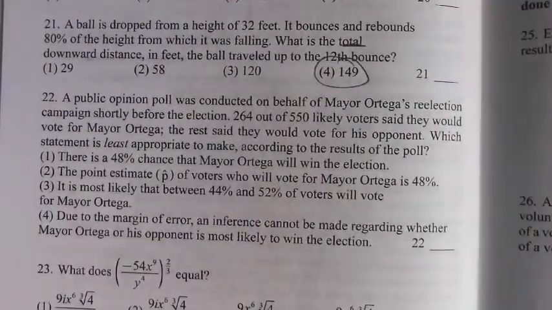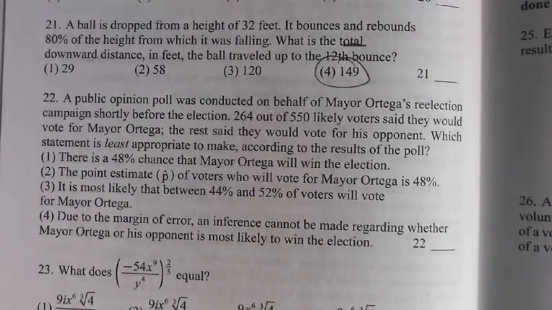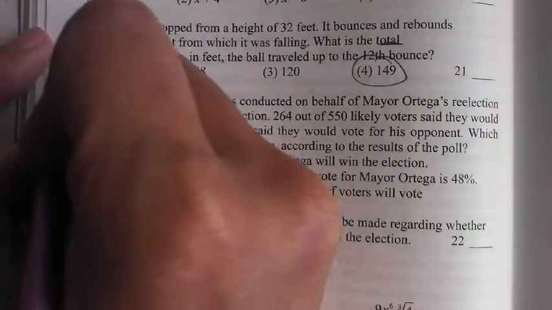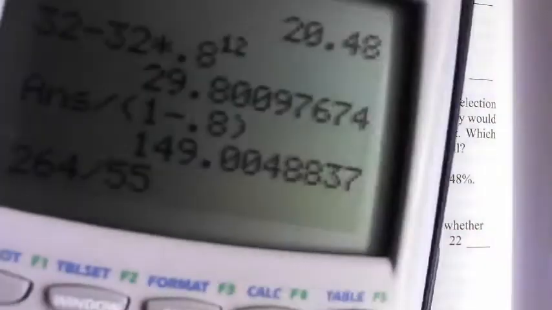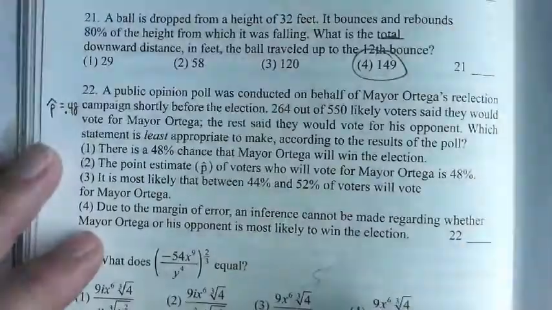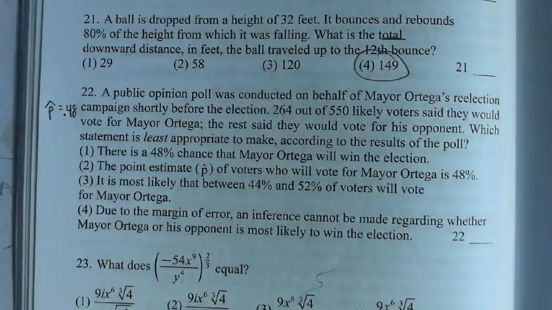Number 22, a public opinion poll was conducted on behalf of Mayor Ortega's re-election campaign. 264 out of 550 said they would vote for him. That's my sample proportion, yes? So that's my p hat. 264 out of 550 is 0.48. So just based on the coincidental sample I took, 48% said they were going to vote for him.